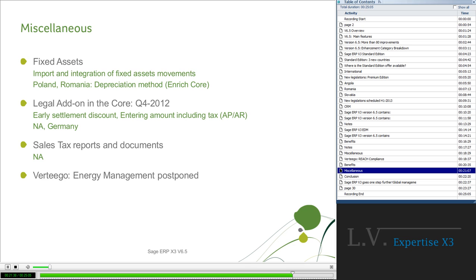Further legislative elements integrated into the core have been developed by North America and Germany, and as Pascal referred earlier, North America must-have legislative add-ons are now a thing of the past. It has all been integrated into the core. So examples of specific areas here are early settlement discounts and tax-inclusive amounts, also supported by new sales tax reports.